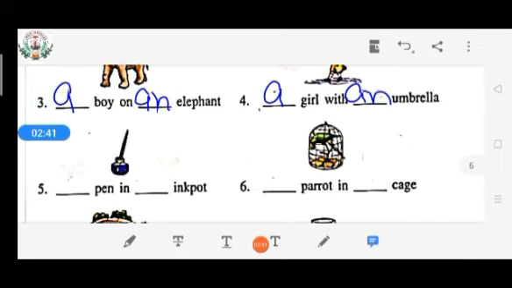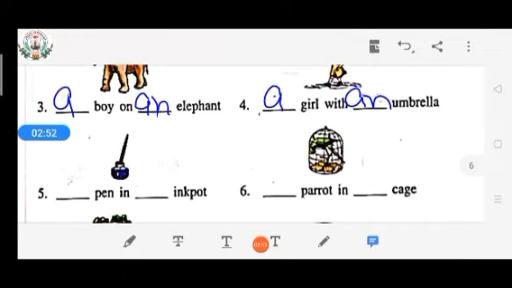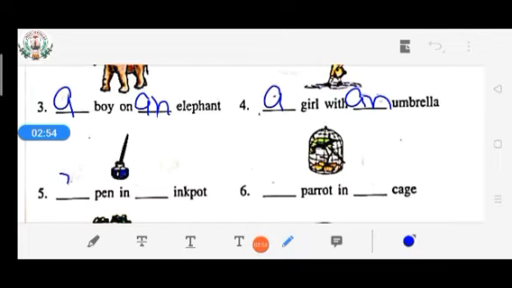Look at the fifth picture, children. Dash pen in dash pot. The first letter of pen is P. P is a consonant letter. So, we will put a pen in an ink pot.